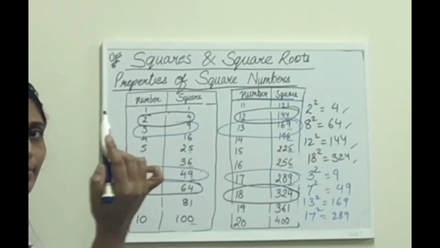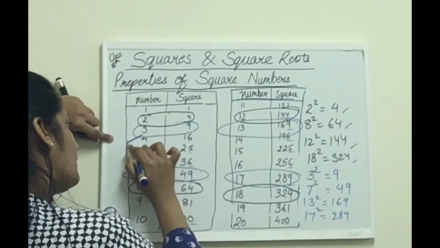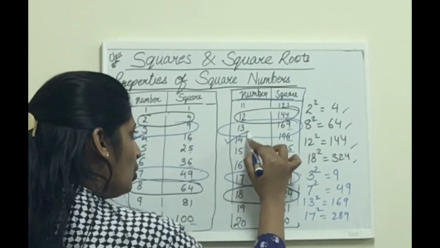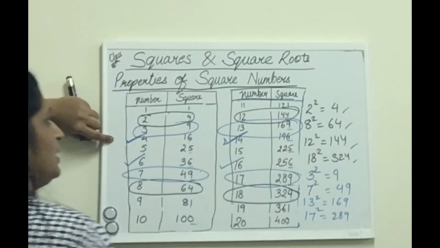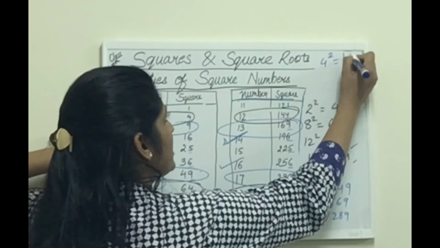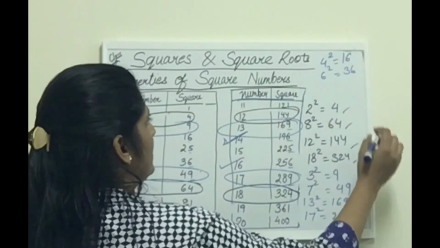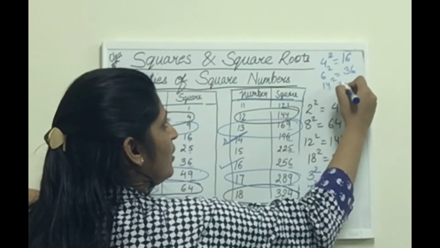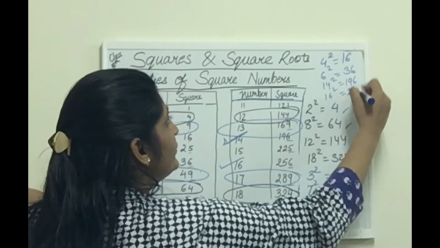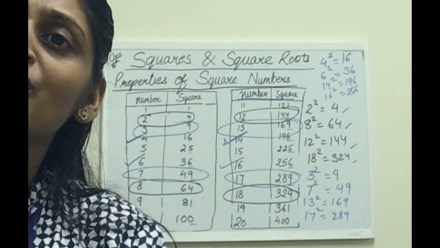I am again using my blue marker, and this time I want to see those numbers which I tick for you. See, the square of 4 is 16. Square of 6 is 36. Square of 14 is 196. Square of 16 is 256. There is again similarity. There is again the repetition of the property.